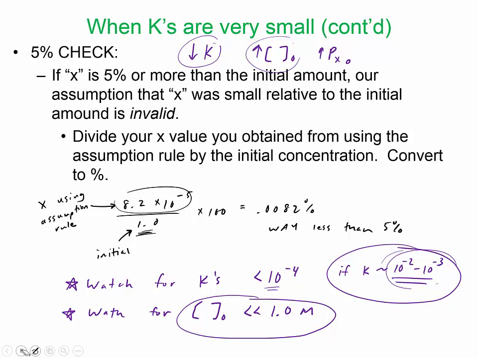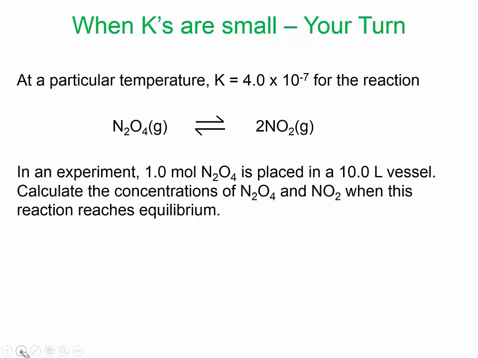So here's a problem for you guys to try. It says when Ks are small, so your turn. As you see, this is way less than 10 to the negative 4. Remember, that was my guideline. And then it looks like our concentration is about 0.1 molar. I know that's less than 1, but this K is so tiny that it won't even matter when your K is that small. So go ahead and give this problem a shot, and let's see how you do.